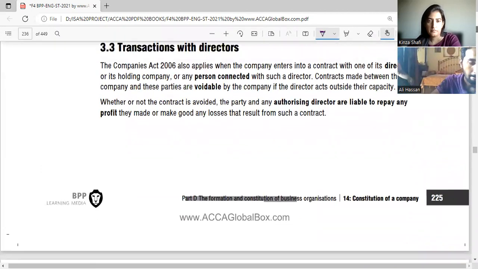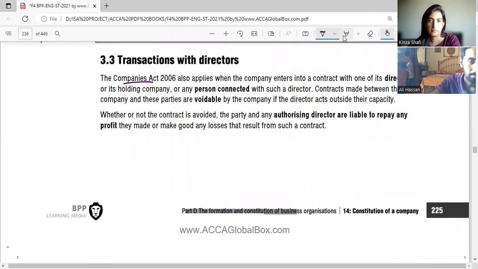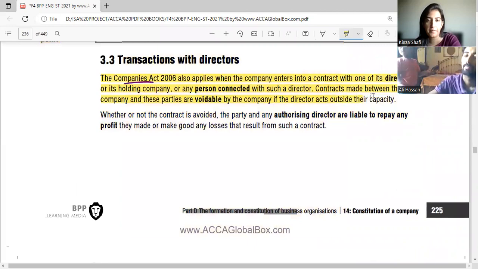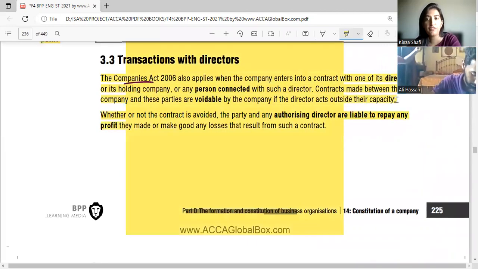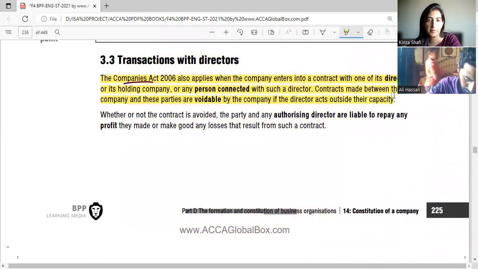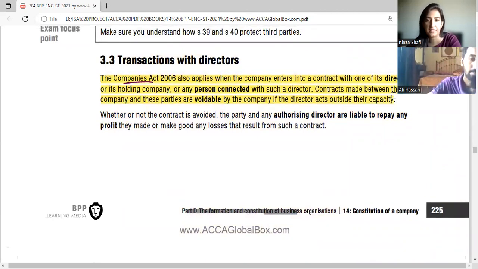Transactions with directors. The Companies Act. Kinza, please read. The Companies Act 2006 also applies when the company enters into a contract with one of its directors or its holding company or any person connected with such a director. Contracts made between the company and these parties are voidable by the company if the director acts outside their capacity. Whether or not the contract is avoided, the party or any authorizing director are liable to repay any profit they made or make good any losses that result from such a contract.